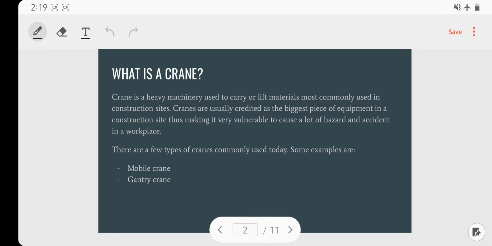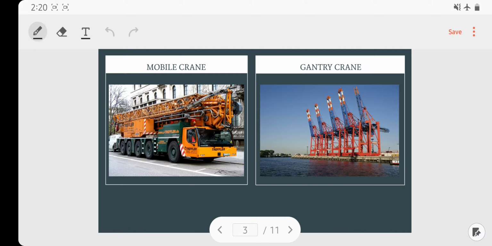So there are a few types of cranes commonly used today. Some of the examples that I'm going to give today are the mobile crane and the gantry crane. A mobile crane is a crane that can be moved, usually on the back of a truck with wheels, or a truck that uses a chain to move. So these are examples of the mobile crane and the gantry crane that is most commonly used in Malaysia especially.